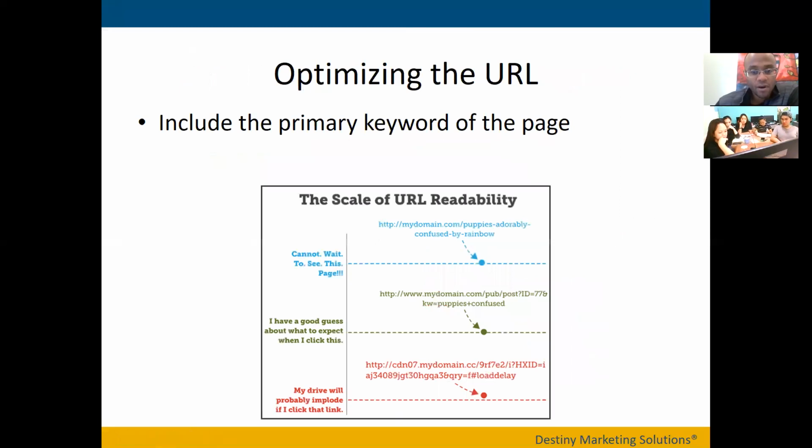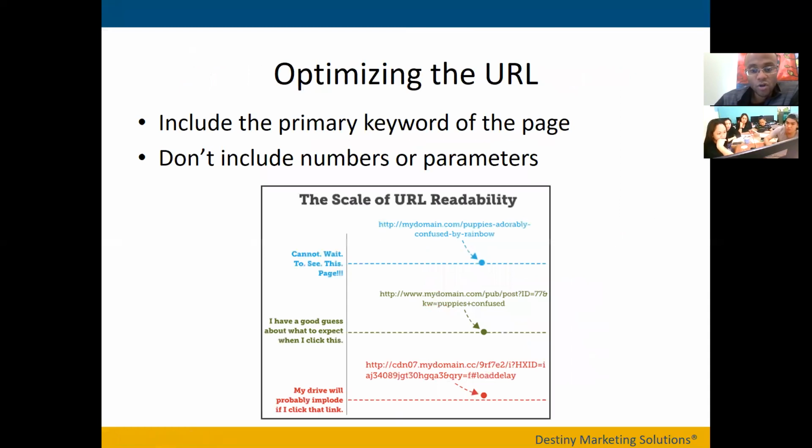So the next part is optimizing the URL, and this is more straightforward. You want to make sure you include the primary keyword of the page in the URL, and you want to avoid using numbers and parameters. You can see this little graphic at the top here. You have what's considered a very well optimized URL, and it kind of just goes down from there. So just some things to point out here. They're using hyphens.